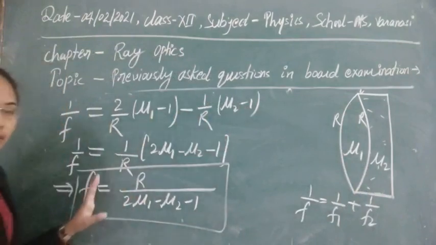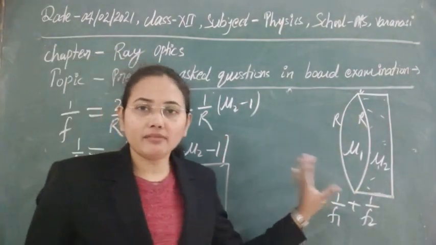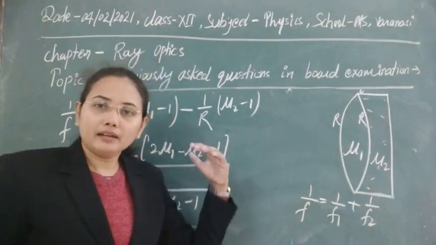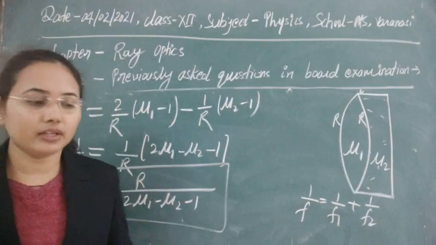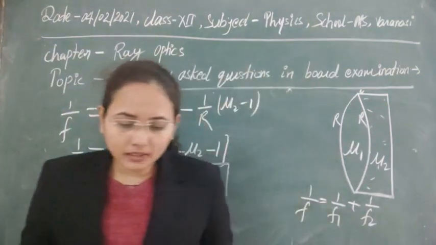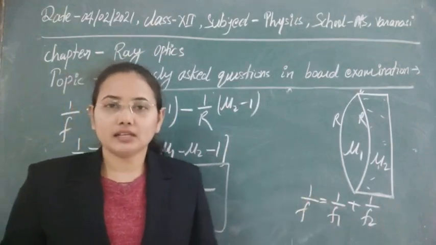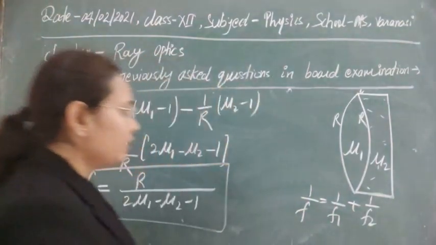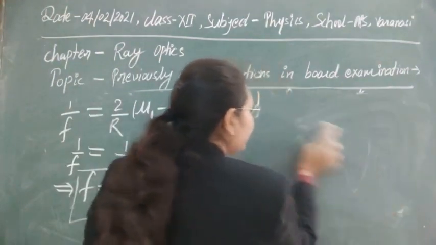So these types of problems can be asked, and this is a very theoretical problem. For this you only have to use formulas and concepts, and with the help of that you can easily find the answer. Next, the second question is: obtain the condition when this combination acts as a diverging lens. This is also about conditions in a combination.